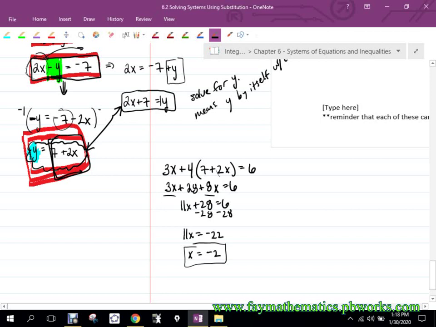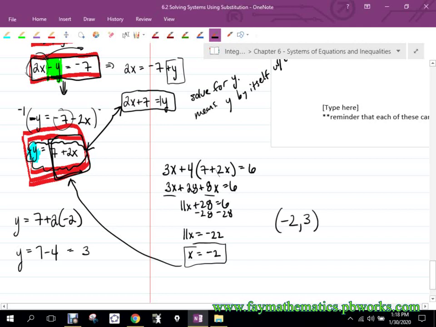So when I plug this into that one, I get y equals 7 plus 2 times negative 2, and that's 7 minus 4, which ends up being 3, right? So the ordered pair x was negative 2, y was 3, and there is our solution.